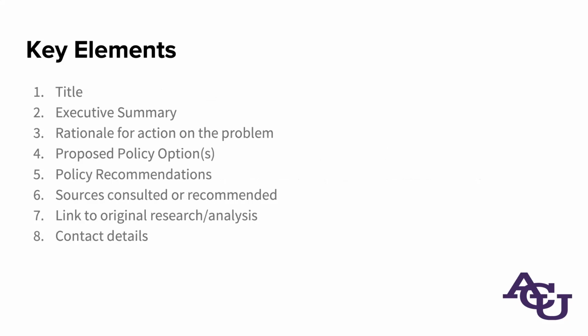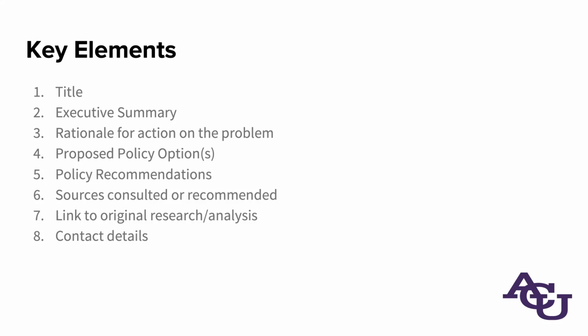Some of the key elements of any policy brief: the title, the executive summary. Think about this. You're meeting with a bunch of people. The executive summary is how they quickly remind themselves, okay, yes, this is what we're discussing today. So this is a short intro to what you're talking about. Give the rationale for action on the problem that's identified, probably identified in both the title and the executive summary. What are you proposing? Like, what should be done?